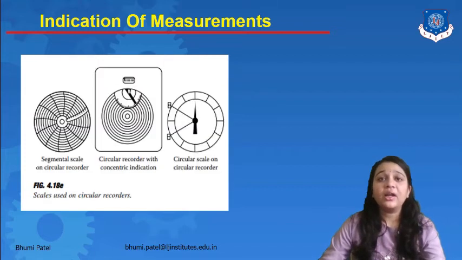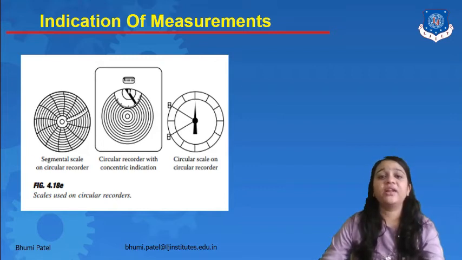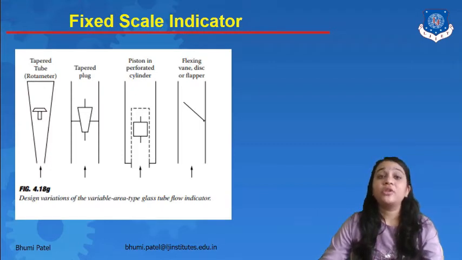Now the next one is the scale used in the circular recorder. These are other types of indication. We can use the segmental scale on the circular recorder. We can also use indication with the circular recorder, and we can use a fixed scale indicator. Whenever we have the data or output of a fixed scale, at that time we can use the various types of fixed scale indicator.